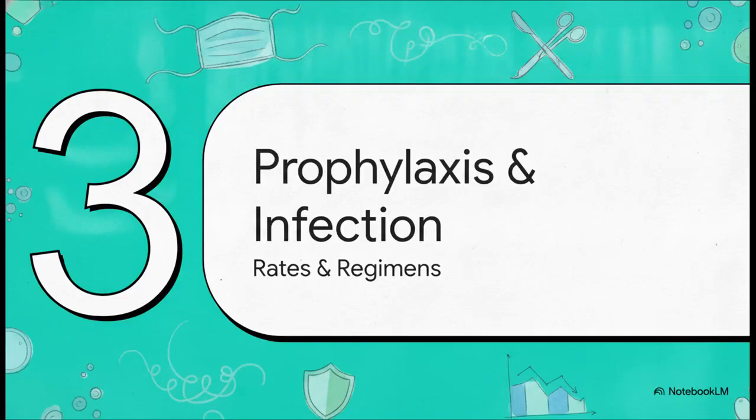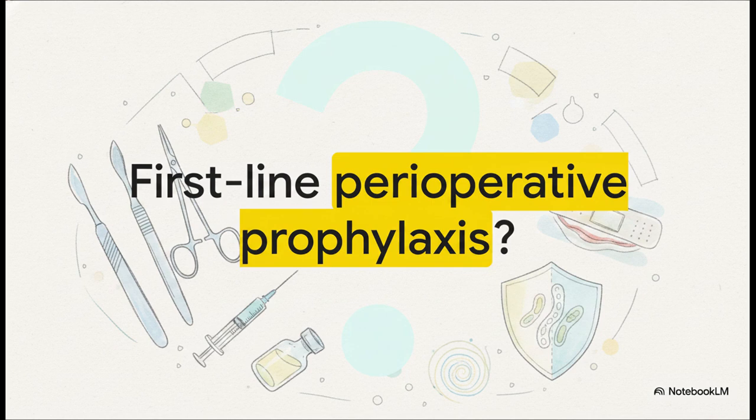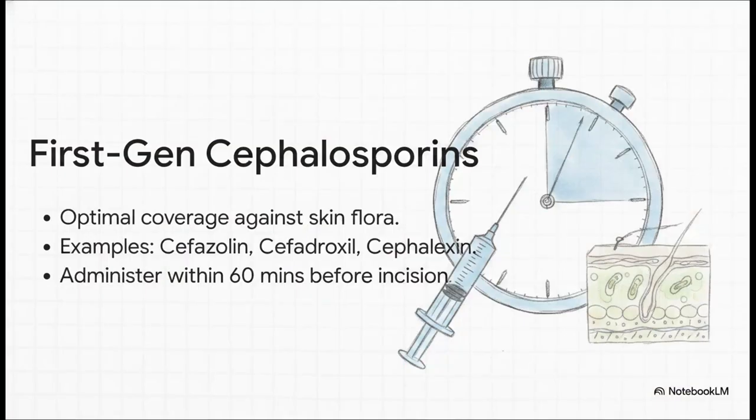Section 3. Prophylaxis and infection rates. Question 26. What is the most widely utilized preferred first-line option for standard perioperative prophylaxis in clean contaminated surgeries? The preferred choice is C, first-generation cephalosporins. The core reason being, cefazolin offers optimal coverage against skin flora.